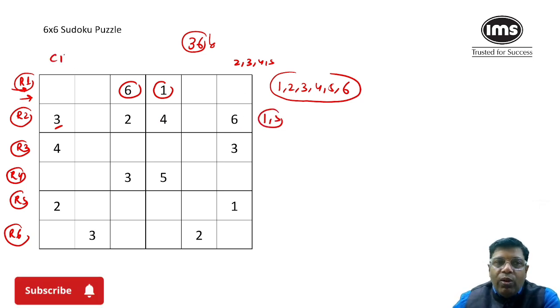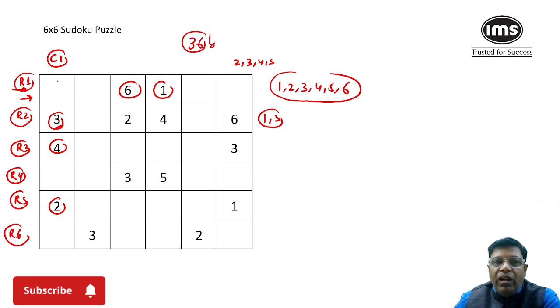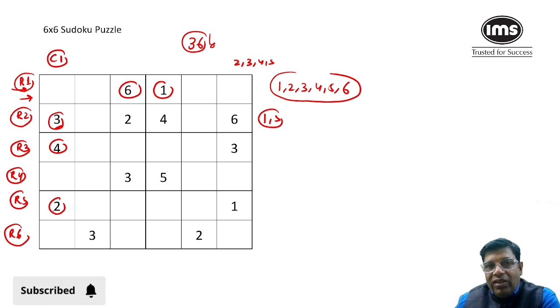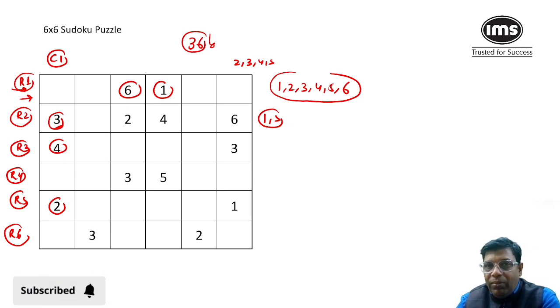Like for example, in column 1, no number can come twice. So we can already see that in column 1, 3, 4, and 2 are there. So you have to fill 1, 5, and 6. So no number should repeat or should come twice in any of the rows or any of the columns. That is the first concept of solving Sudoku.